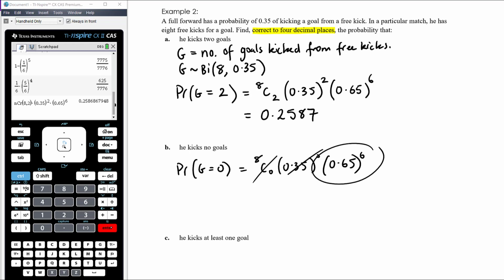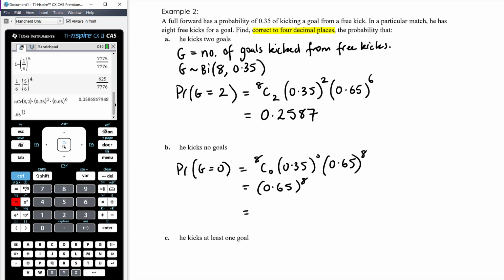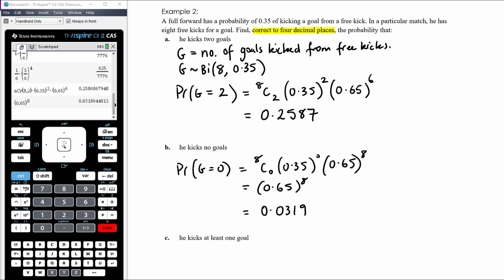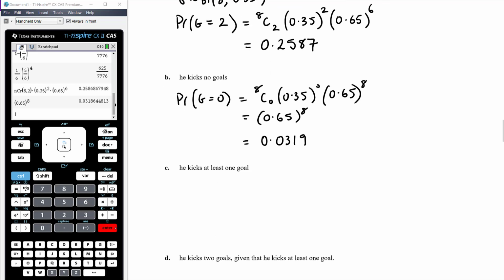That's because if we were to imagine the tree diagram, there's only one branch where he kicks no goals, and that is the branch where he misses 8 times. So it's just the probability of failure to the power of 8: 0.65 to the power of 8, because 8 choose 0 is 1, and 0.35 to the power of 0 is also 1. So to 4 decimal places, 0.0319, correctly rounded.